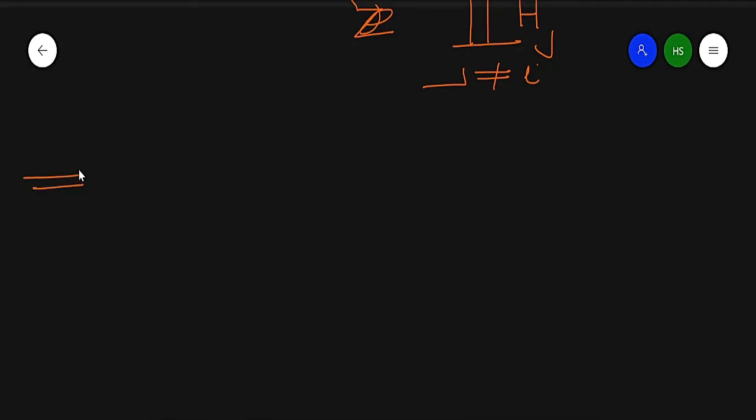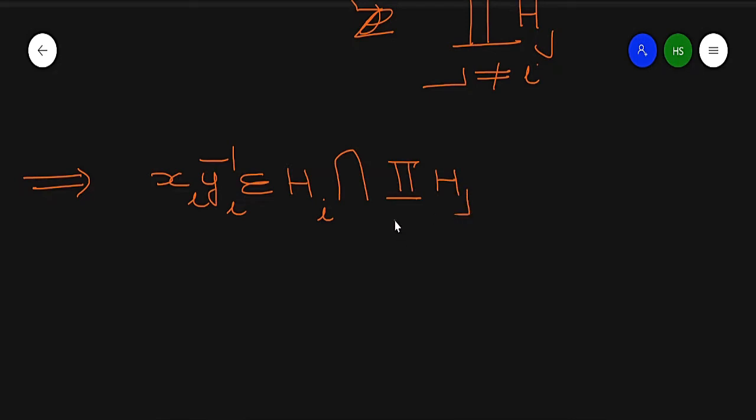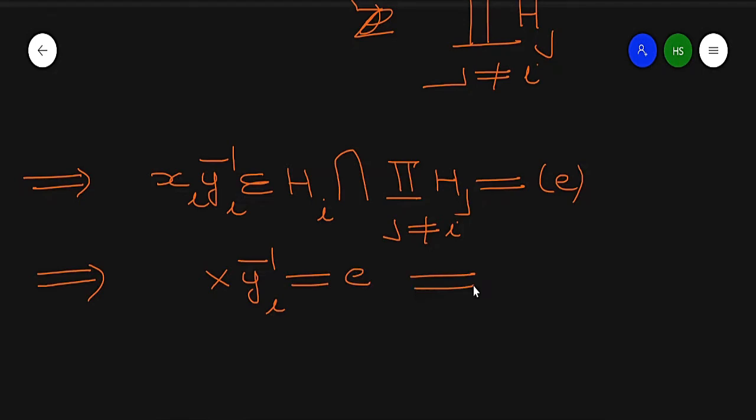We get Xi into Yi inverse belongs to Hi intersection the product of Hj, where j is not equal to i. So what is this? It is the identity element. So what we get? We get Xi Yi inverse equal to identity. It implies Xi equal to Yi for every i.